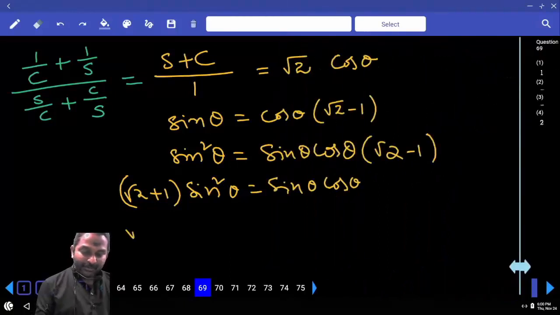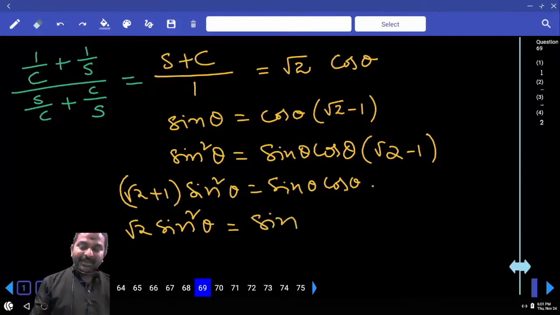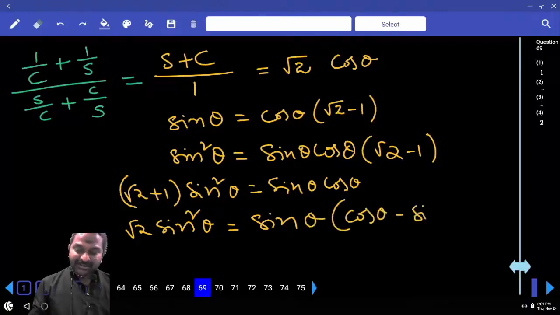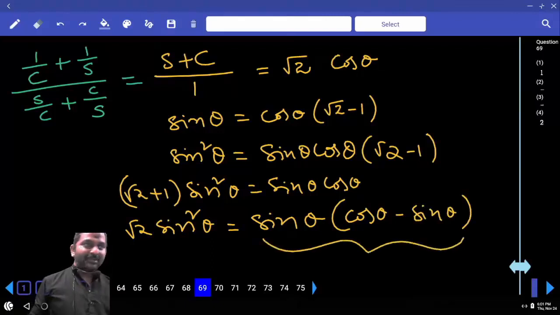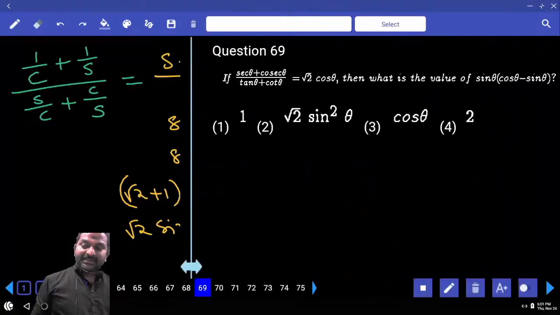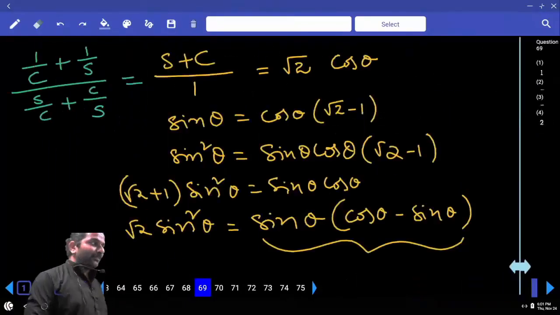Root 2 sin square theta is equal to, sin square theta goes to the right hand side and it will be sin theta cos theta minus sin square theta only. If you take sin theta common, that will be sin theta into cos theta minus sin theta only. Sin theta into cos theta minus sin theta is equal to root 2 sin square theta. Yes, that is one way.